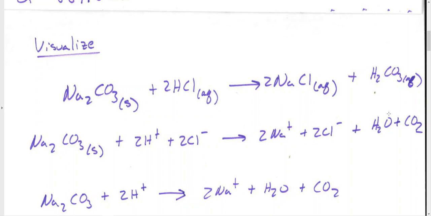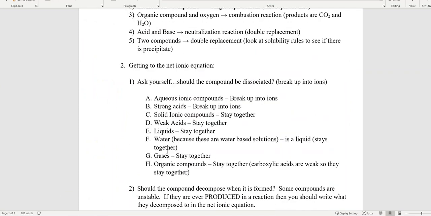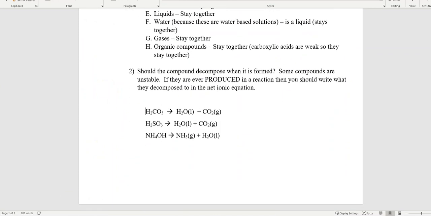And then carbonic acid is actually going to be written as H2O and CO2. So remember, if we refer to our predicting the products cheat sheet, if carbonic acid is produced in a double replacement reaction, you should really write it as water and CO2 gas in the net ionic equation. Okay, so that's where the CO2 is coming from.